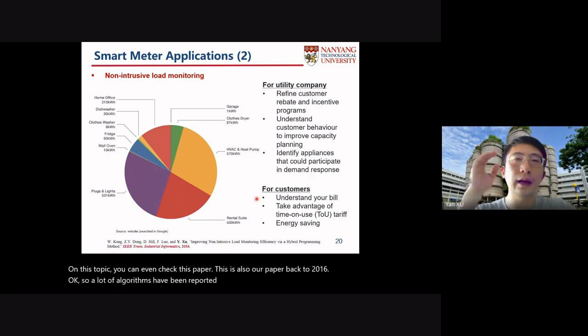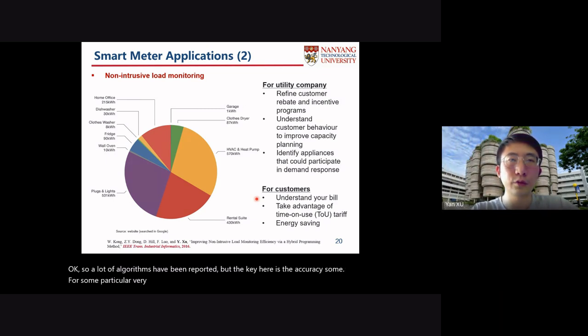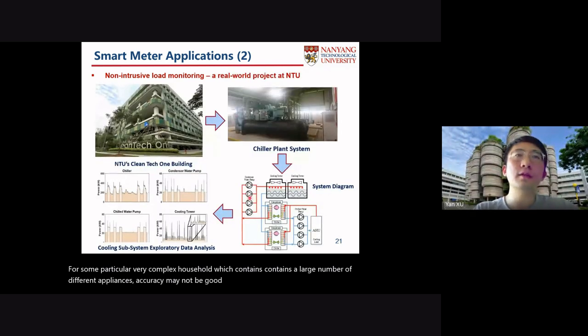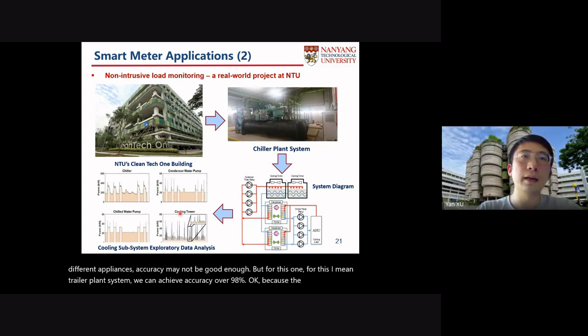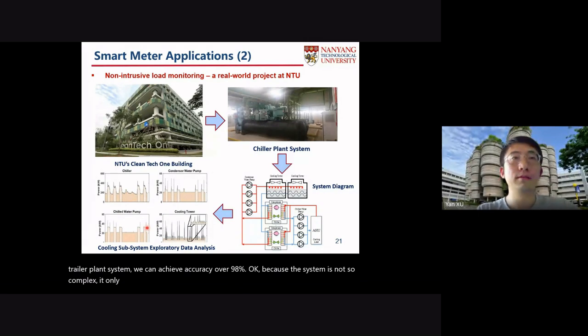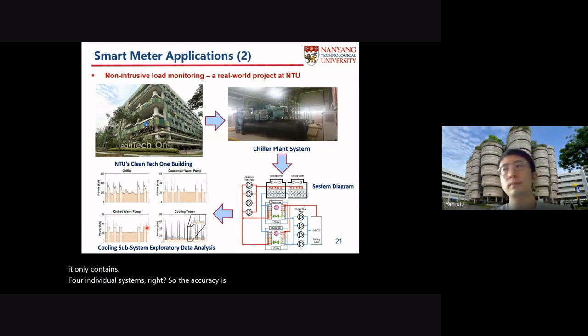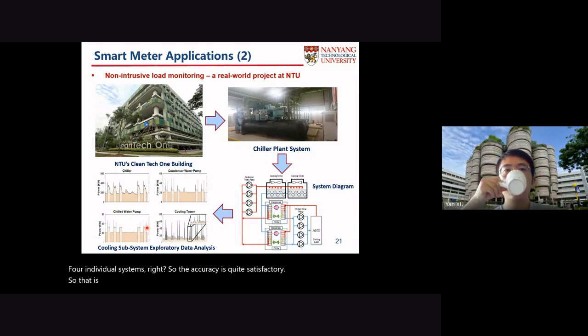But the key here is the accuracy. For a very complex household which contains a large number of different appliances, accuracy may not be good enough. But for this chiller plant system, we can achieve accuracy over 98%, because the system is not so complex. It only contains 4 individual systems, right? So the accuracy is quite satisfactory. So that is about non-intrusive load monitoring.